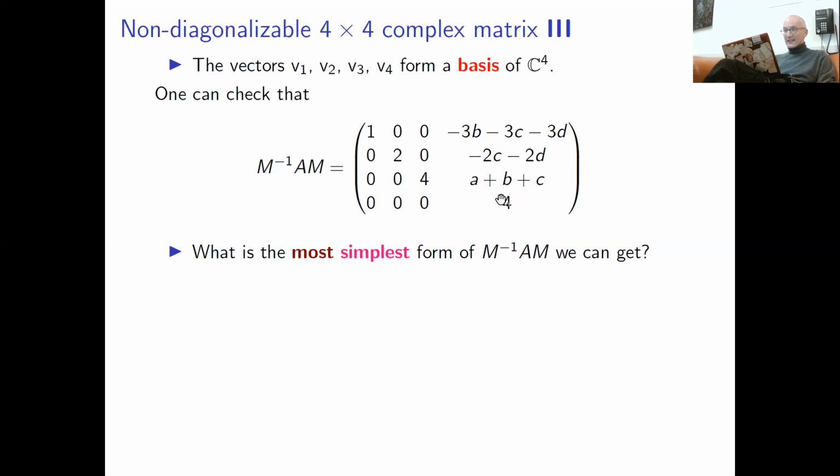And surprisingly, this entry is going to be 4, which is easy to see why, because we know these 2 matrices are similar. A and this matrix are similar. So this matrix must have the same eigenvalues as A with the same geometric and algebraic multiplicities, but we already found them. And this is an upper triangular matrix, so its eigenvalues are 1, 2, 4 on the diagonal, so this entry has to be 4.